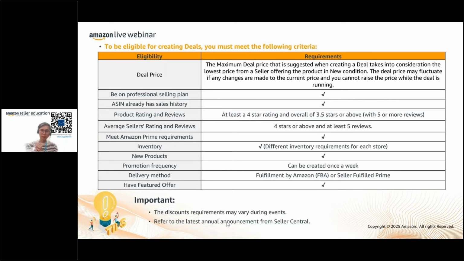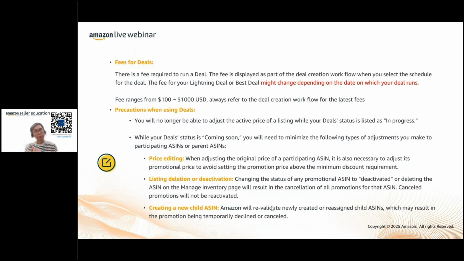One key difference about deals: there is a fee. Remember that there is a fee to run a deal. The fee will be displayed during the creation flow, when you select the schedule and the period. And for your Lightning Deal or Best Deal, the fee may change depending on the period that you run your deal.